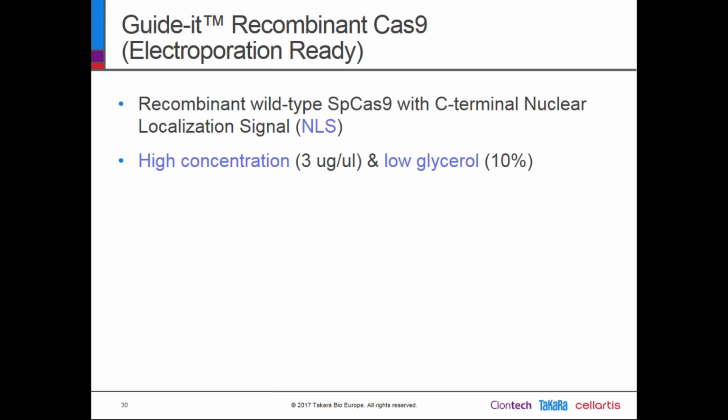And the low glycerol helps to get really high electroporation efficiencies. And compared to other recombinant Cas9 enzymes that are on the market, we are, to my knowledge, the only one to provide a 10% glycerol enzyme. The other enzymes are all provided in 50% glycerol.